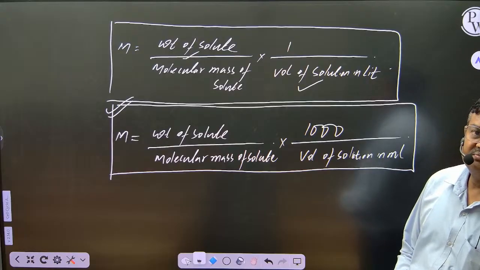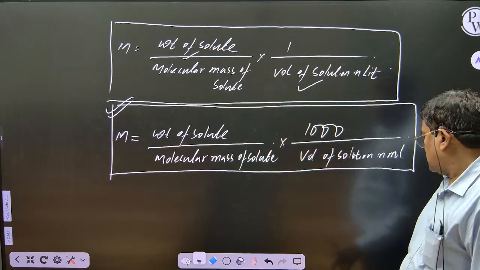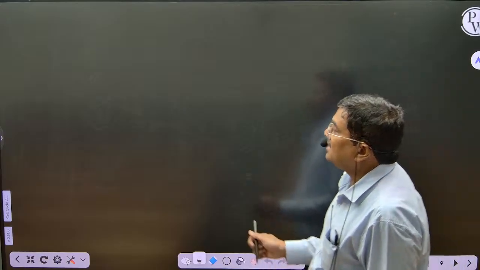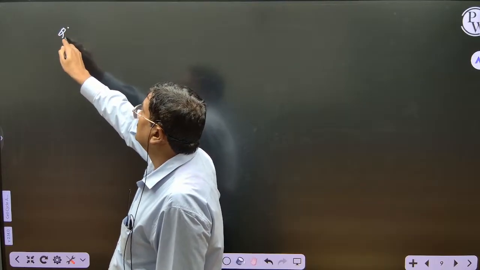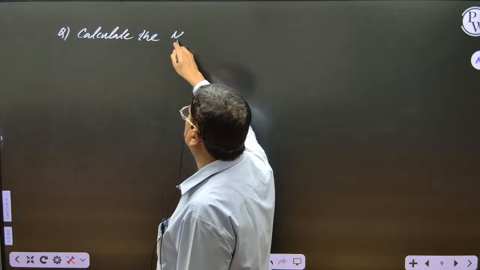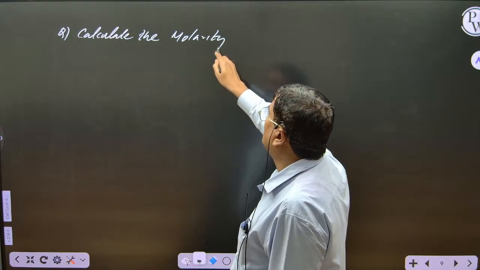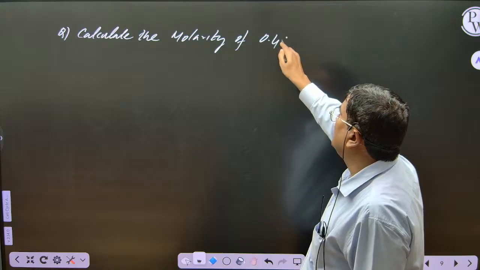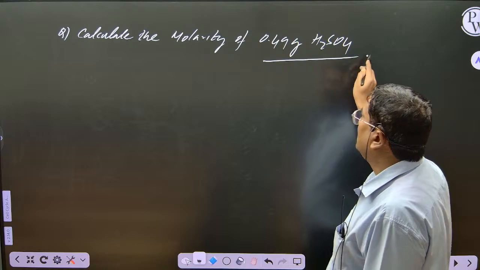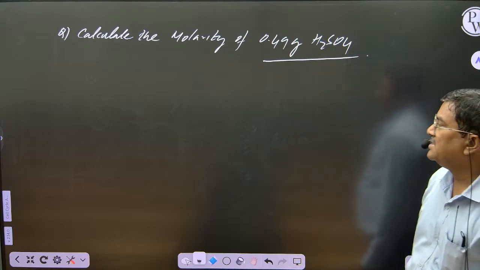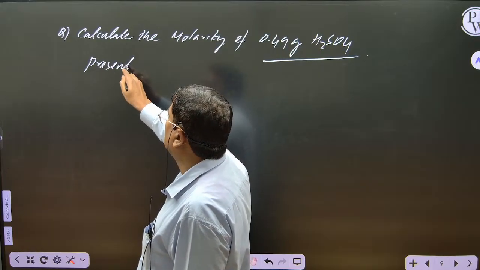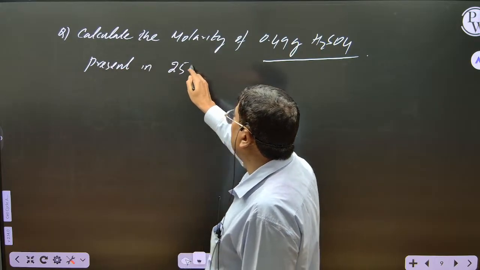Write a question, copied all of you. Now write one relation, and write one numerical on this. Calculate the molarity of 0.49 grams of sulfuric acid. What is the formula of sulfuric acid? H2SO4. Present in 250 milliliter of solution.